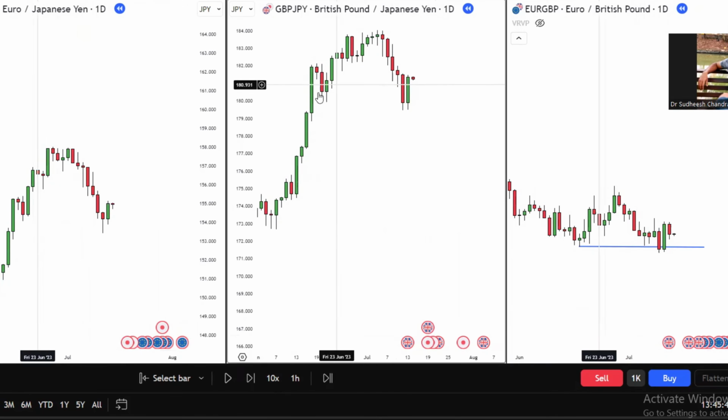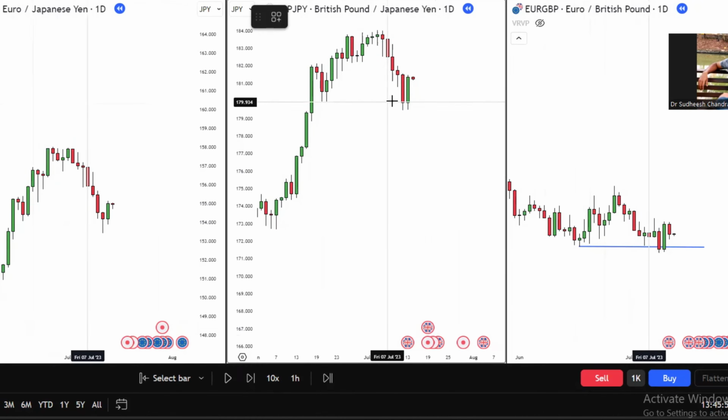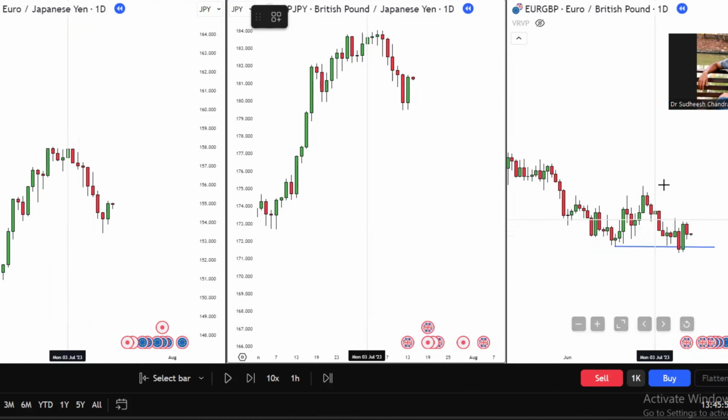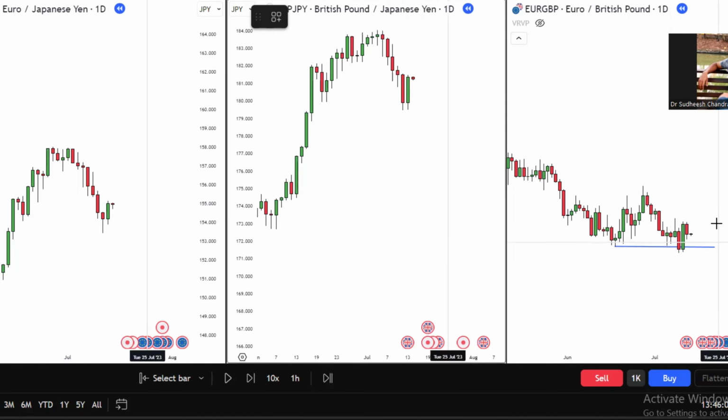So we could clearly see here that price has taken external range liquidity, right? And when price takes external range liquidity, it goes forward to internal range liquidity. So we could see that fair value gap over here. And we could also see that on Euro GBP, right? Price has taken external range liquidity.